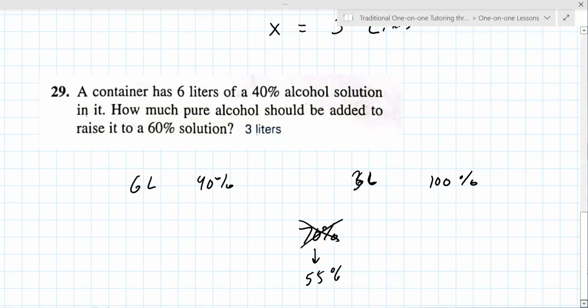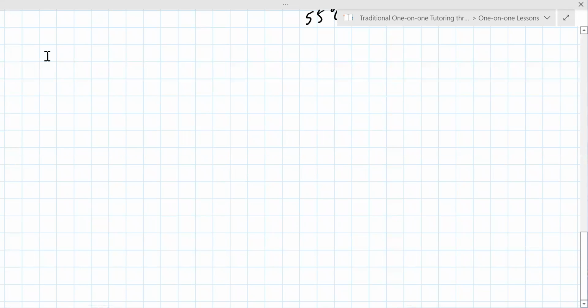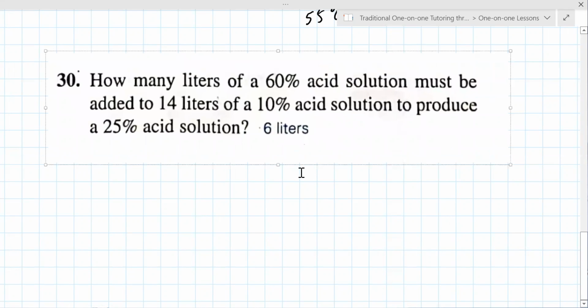But these are, students say, I hate these mixture problems, they're too hard. They don't have to be, because you have the answer. Yeah, you can draw a picture here. So the idea here is, okay, you've got to draw a picture.